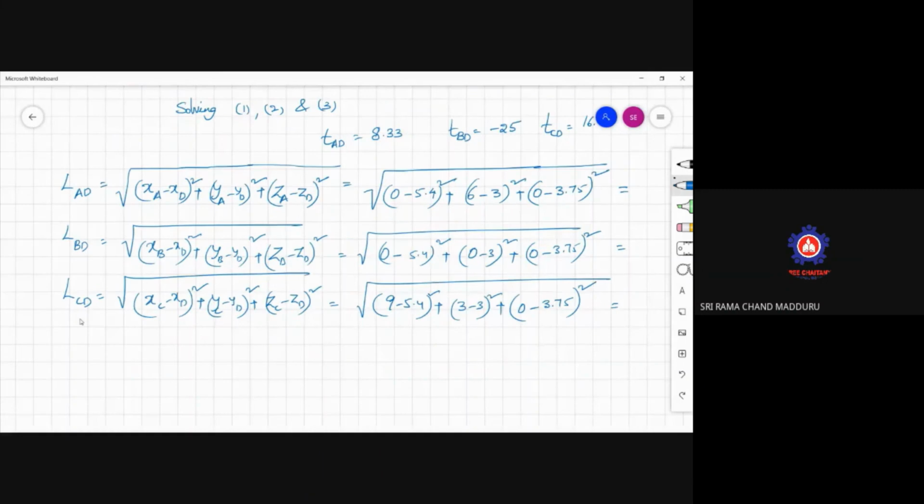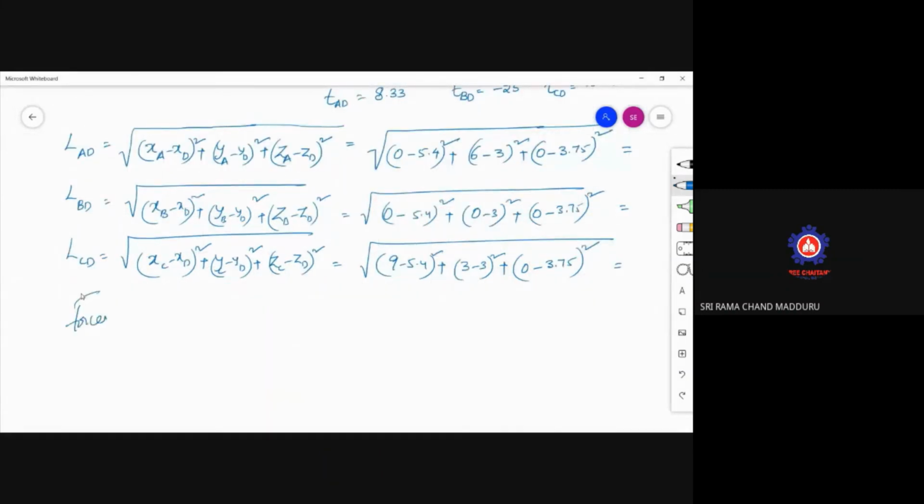Now the forces in the members. Capital TAD is small tAD into LAD. Capital TBD is small tBD into LBD. Capital TCD is small tCD into LCD. If this is negative, that is the indication of a compression force. If this is positive, that is the indication of a tension force. So this is how we analyzed a three-dimensional truss.